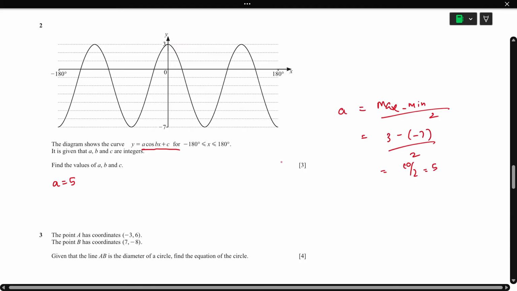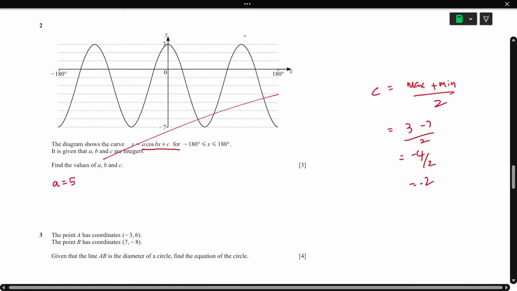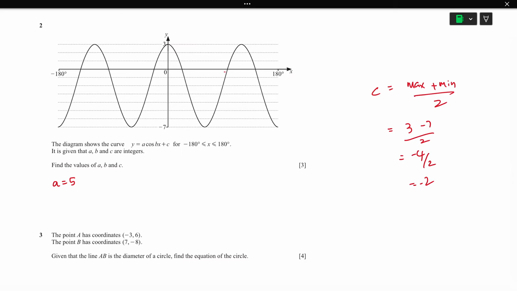Next we'll find out c. c is always maximum plus minimum by 2, which is 3 minus 7 by 2, which is negative 4 by 2, equal to negative 2. So c equal to negative 2.